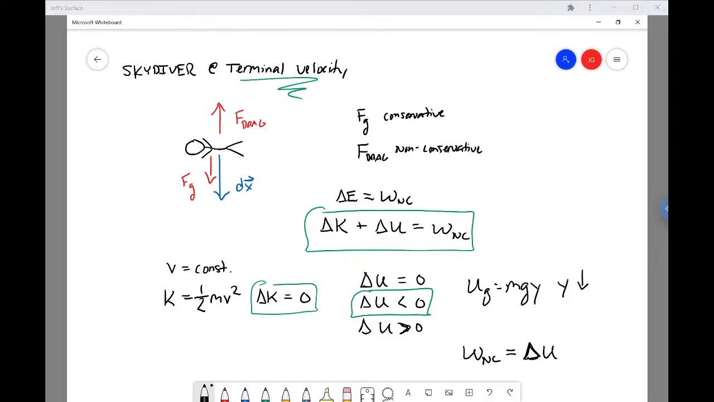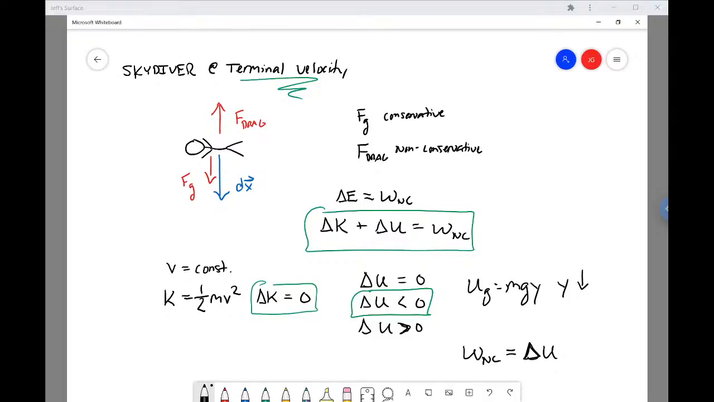All right, how much work does the drag force do? For a given distance that the skydiver falls, the amount of work that the drag force does is exactly equal to the change in potential energy.